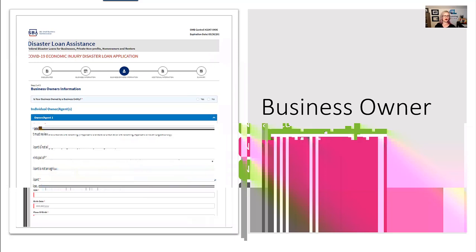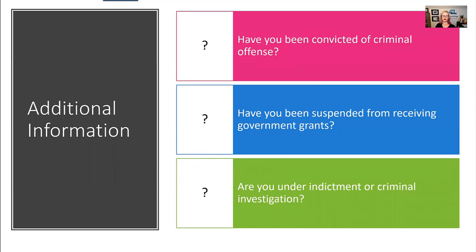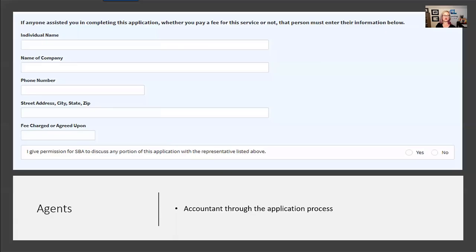So here you would now advance to the third section of that application, and you enter in those business individual pieces of information. And then it's going to ask you 3 additional questions on the next page. It says, have you been convicted of a criminal offense? Have you been suspended from receiving government grants? So have you done something that has gotten you into trouble? And then, are you under indictment or criminal investigation? If you say yes to any of those, you do not qualify for this grant, this government loan that will be given as a grant later.